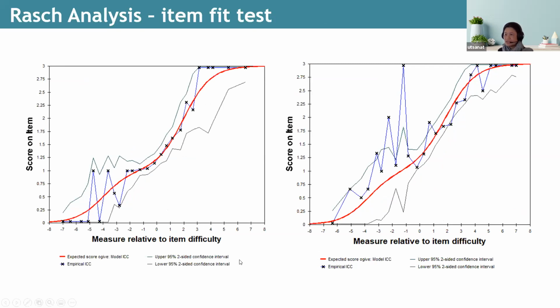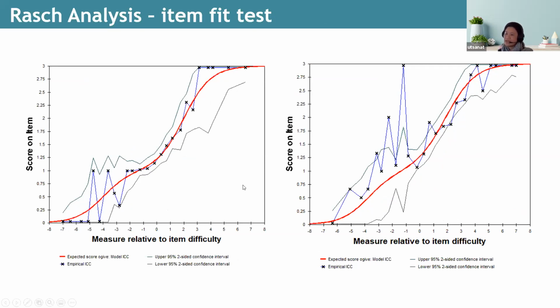All right, talking about the item fit test. With the Rasch analysis, it can create a model that is represented by the red line here. It also gives us the boundary, which is the green lines above and below. And the observed information is in blue.